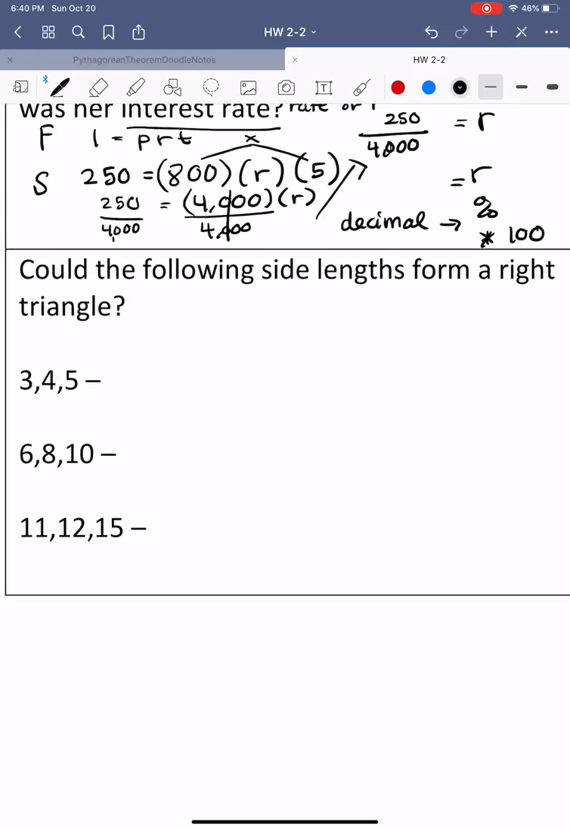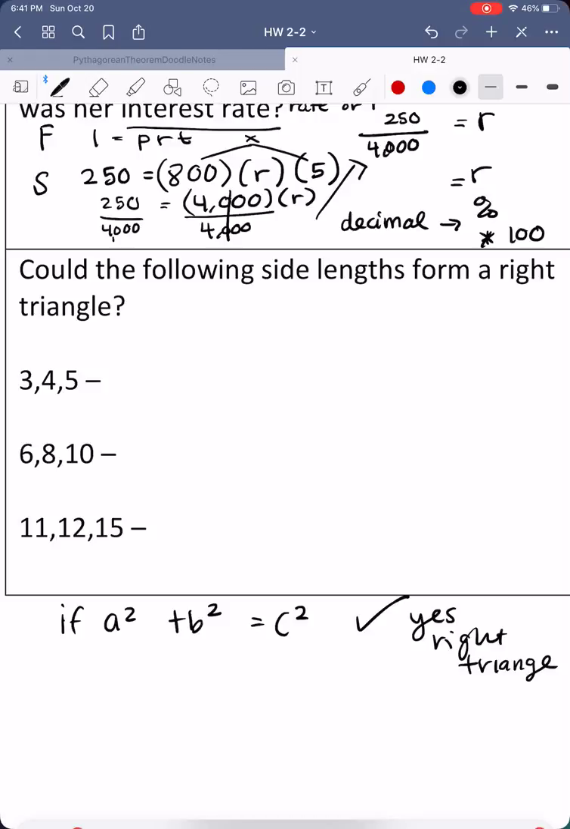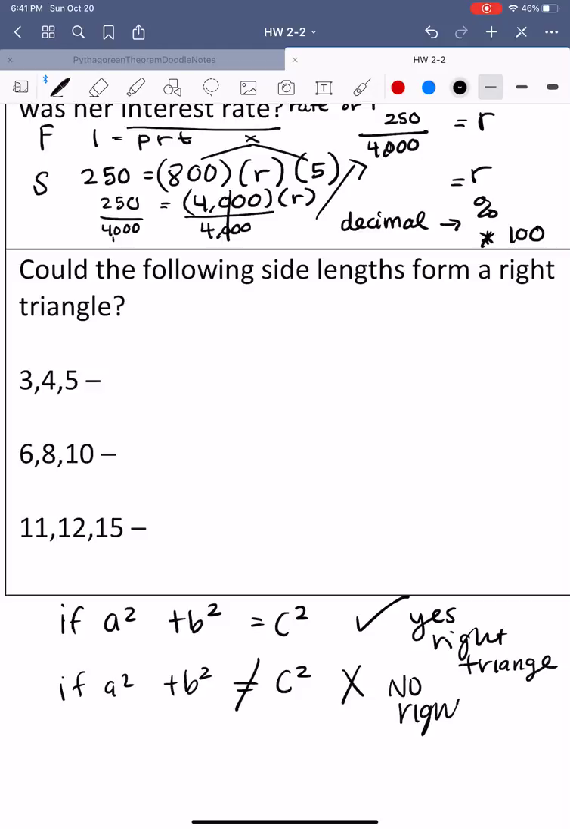So could the following side lengths form a right triangle? So for Pythagorean's theorem, if a squared plus b squared equals c squared, if these equal each other, yes, we have a right triangle. If a squared plus b squared does not equal c squared, no right triangle.